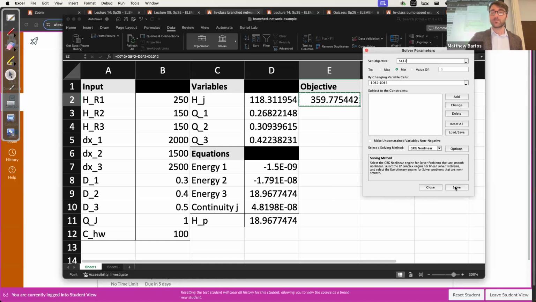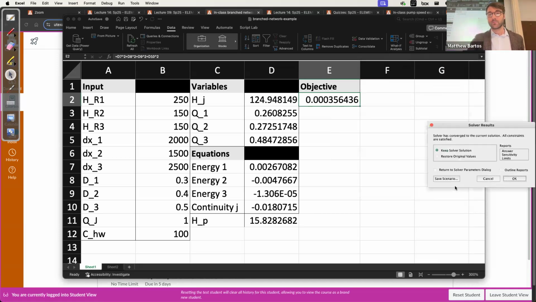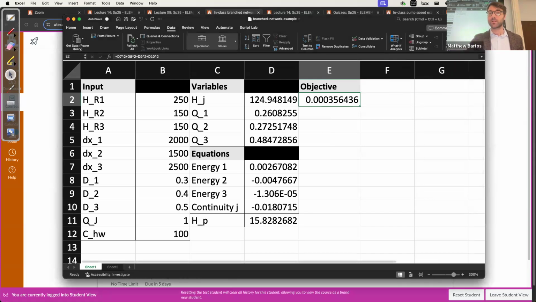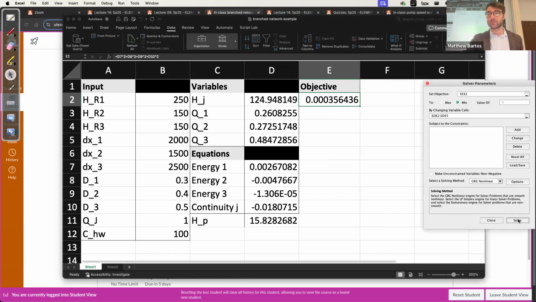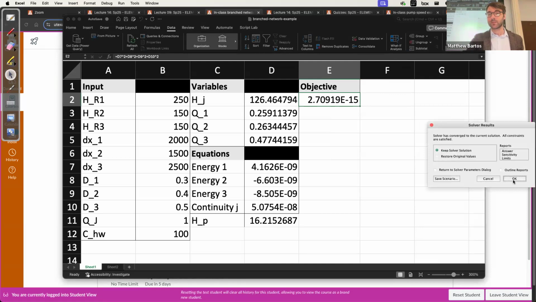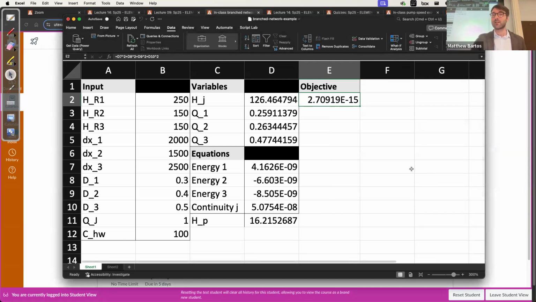And if we do so, make a note of these numbers here. Our head is about 118 at junction J. Our flow rate at pipe 3 is about 0.42. Okay, and now I have run the solver. I'm going to run it one more time. All right, and that is our final answer.